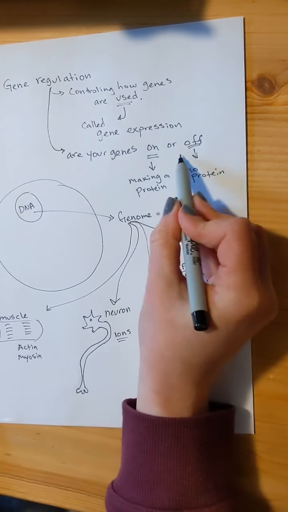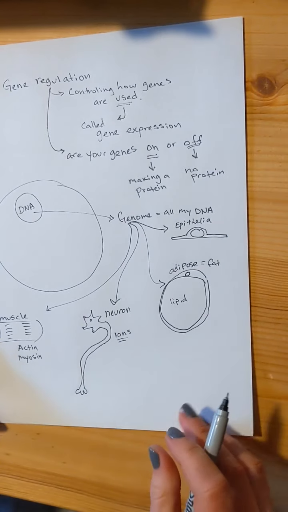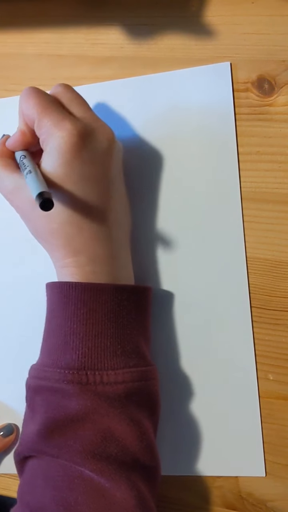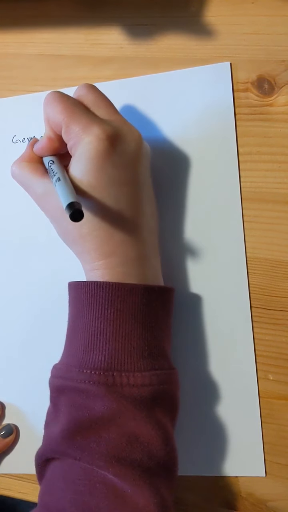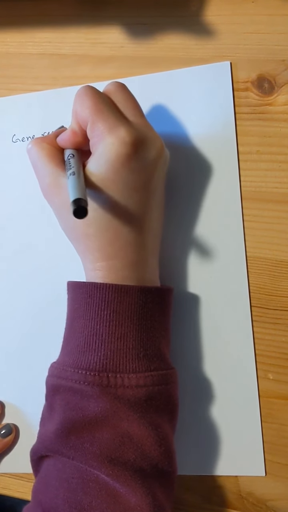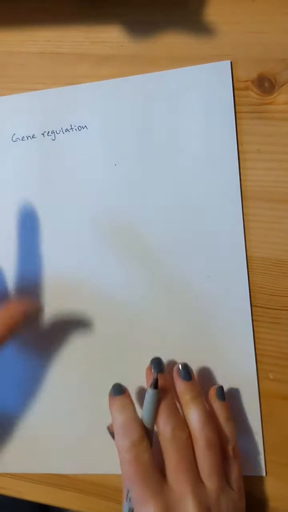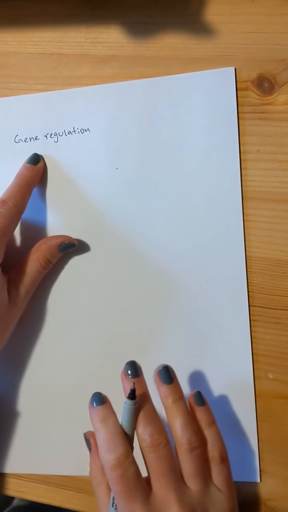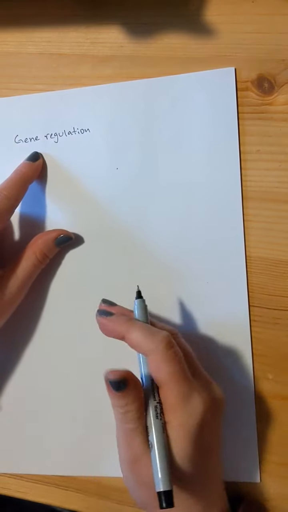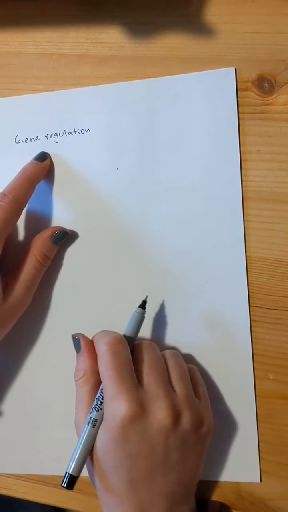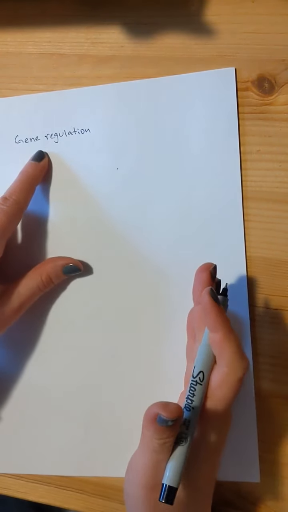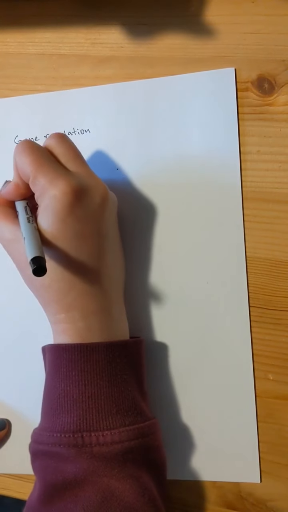So how do we turn those genes on and off then? Gene regulation. I'm going to add my heading back. And it turns out that I can turn my genes on and off in different ways, depending whether or not I'm a prokaryote or a eukaryote. So which are you? Are you a prokaryote or a eukaryote?